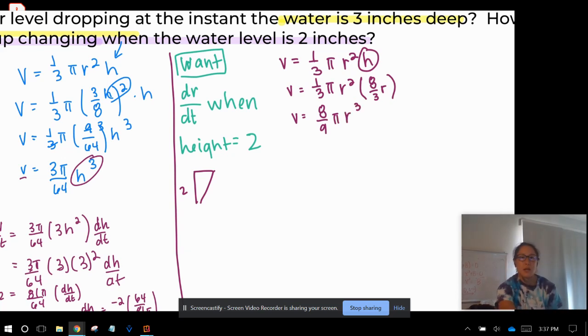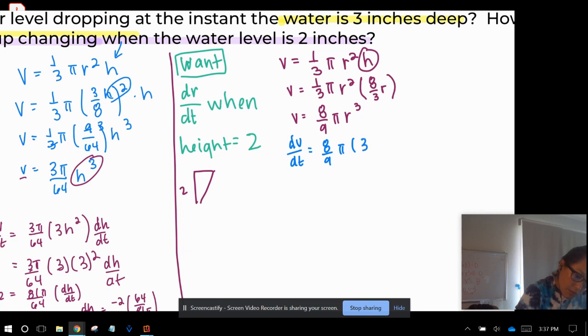Okay, and we did that because we want the derivative with respect to r. So we get dV/dt is equal to 8 over 9 pi times 3r squared dr/dt. Yeah, because that's what we're going to solve for at the end. Now I know that my height is equal to 2, but I have a little issue because I have radius. So how do I solve for the radius?